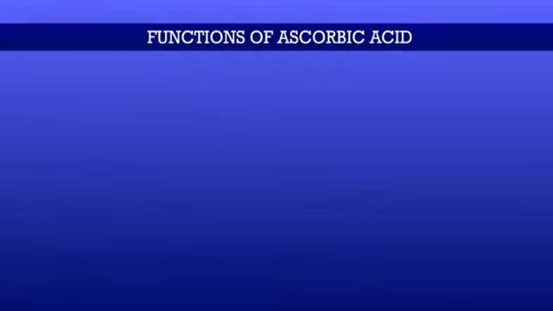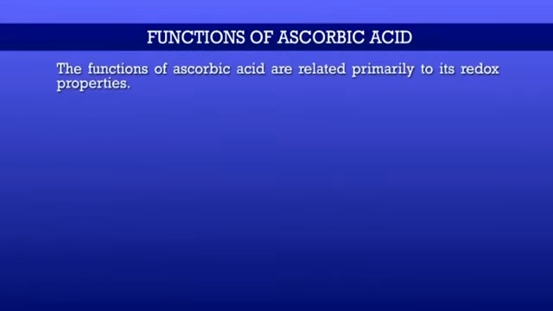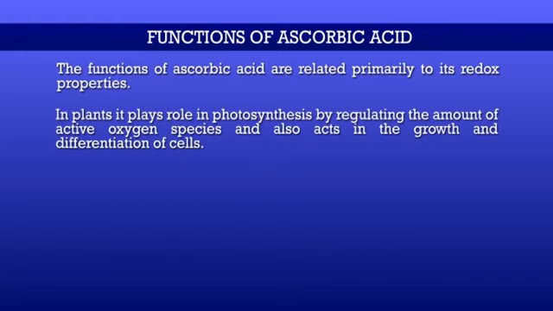The important functions of this vitamin are: the functions of ascorbic acid are related primarily to its redox properties. In plants, it plays a role in photosynthesis by regulating the amount of active oxygen species and also acts in the growth and differentiation of cells.